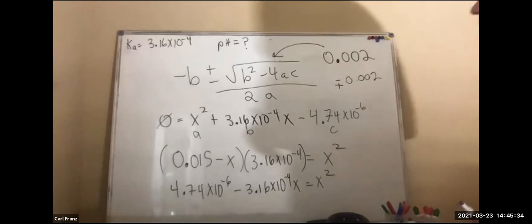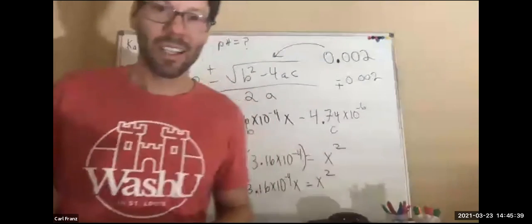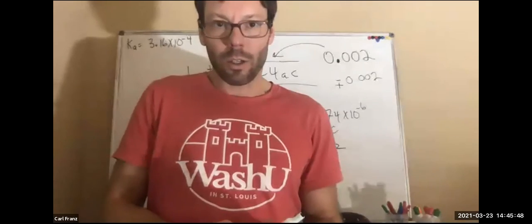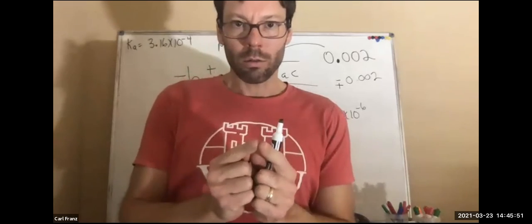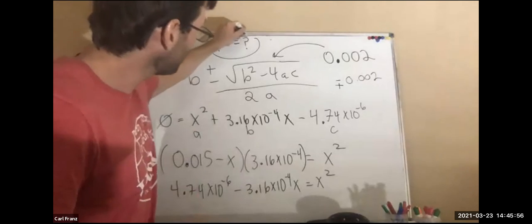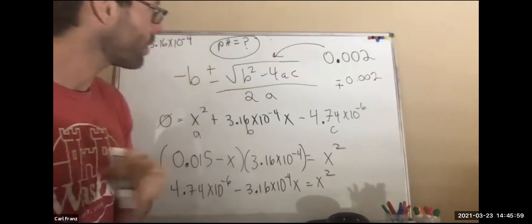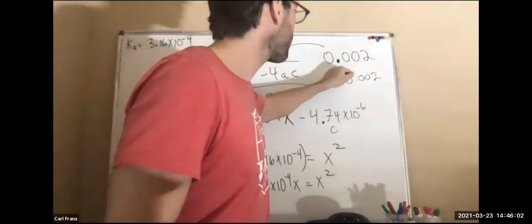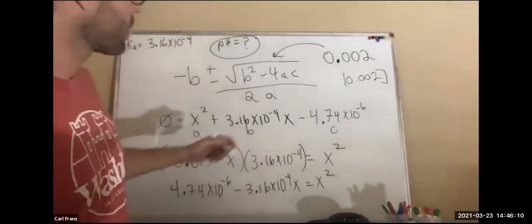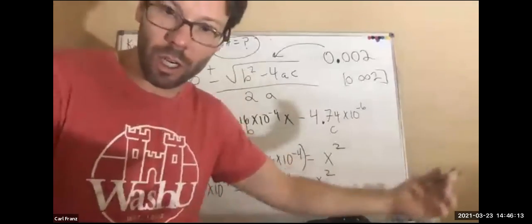Which one are we going to take? Positive one, right? Yeah, because what is x? Concentration. You can't have a negative concentration. So what were they asking for? They're asking for the pH. How do we find the pH if we have the concentration? Take the negative log. Yeah, because pH equals the negative log of the concentration.